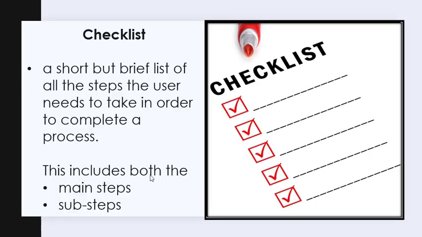Checklist. A checklist is a short but brief list of all the steps the user needs to take in order to complete a process. This is fairly easy to create because all you have to do is literally copy and paste the steps from the PLR content. And this includes both the main steps as well as any sub-steps within those main steps.